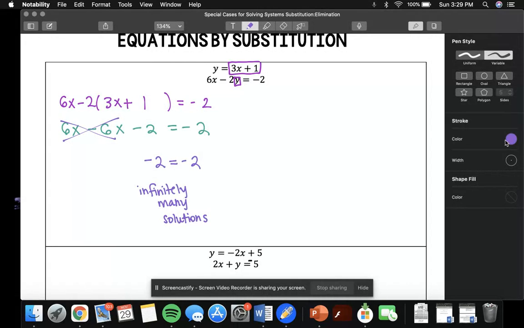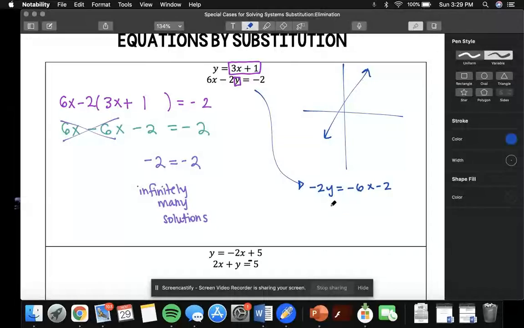What this means is, if you were to graph y equals 3x plus 1 and you were to solve this other equation, I'm going to do that, but you don't have to. You would move over the 6x, you would divide by negative 2, and you would get the same exact equation. So whatever is on one equation is going to be an ordered pair or a solution on the other equation.